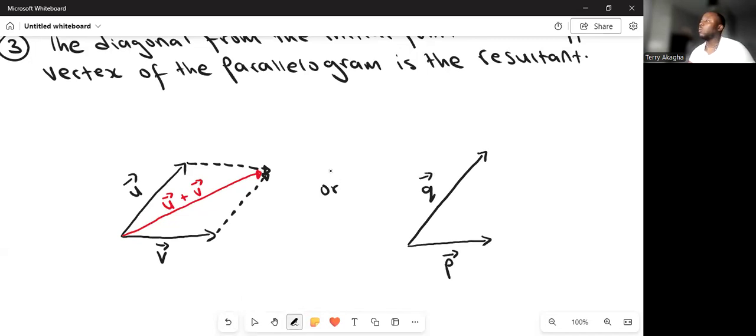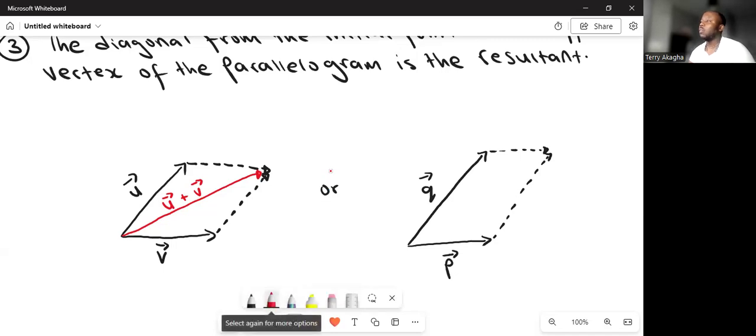All right. So we'll do the same thing to complete it. Then we can now see that the resultant will be from this point all the way to this point. So this is going to be the resultant.